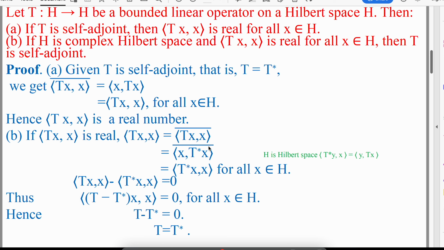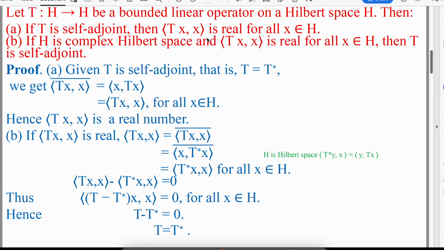So now one theorem. Let T be a bounded linear operator on a Hilbert space H. Then if T is self-adjoint, the inner product of Tx with x is real for all x belonging to H. And if H is a complex Hilbert space and the inner product of Tx with x is real for all x belonging to H, then T is self-adjoint. First of all, we will prove the first result. Here it is given that T is self-adjoint. T is self-adjoint means T star equals T.